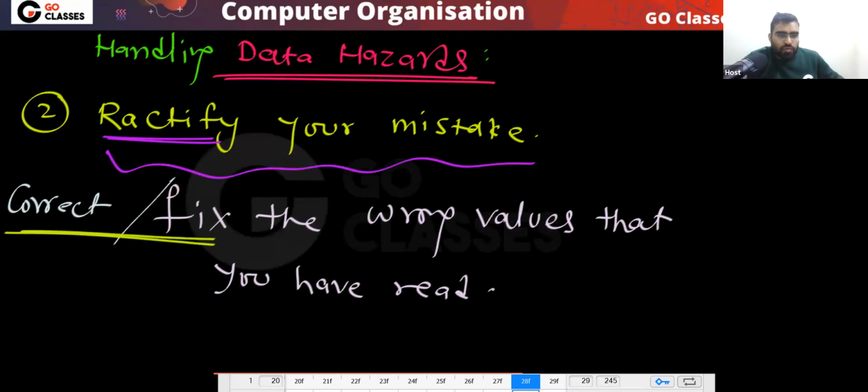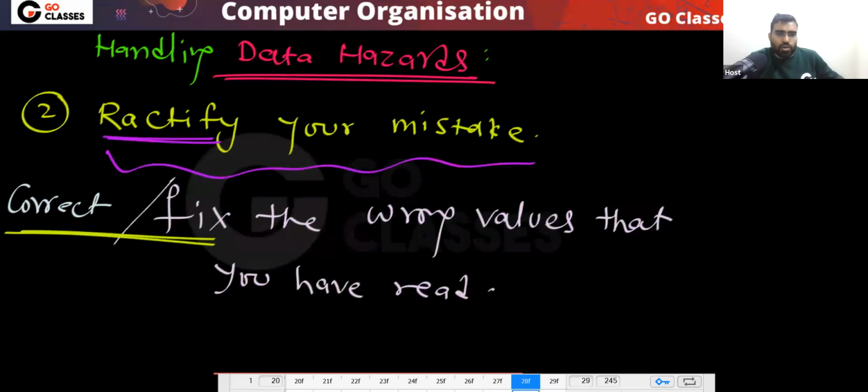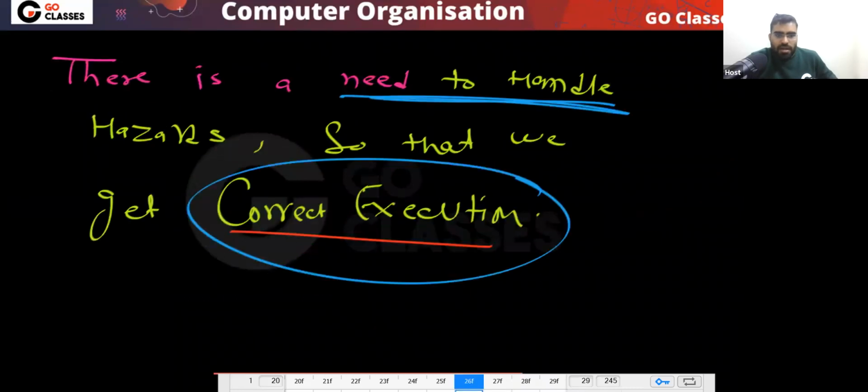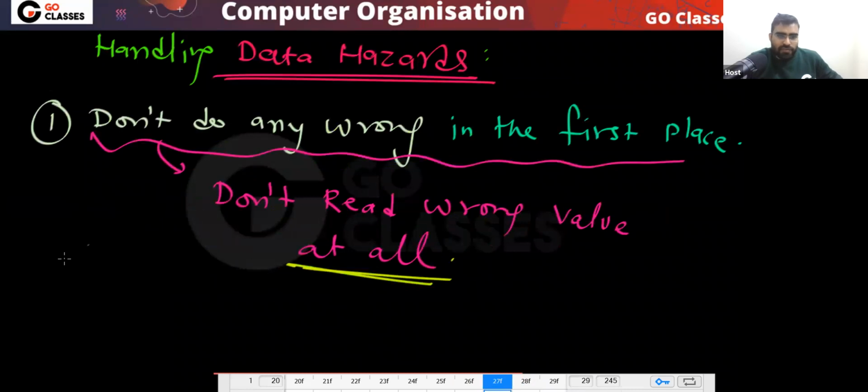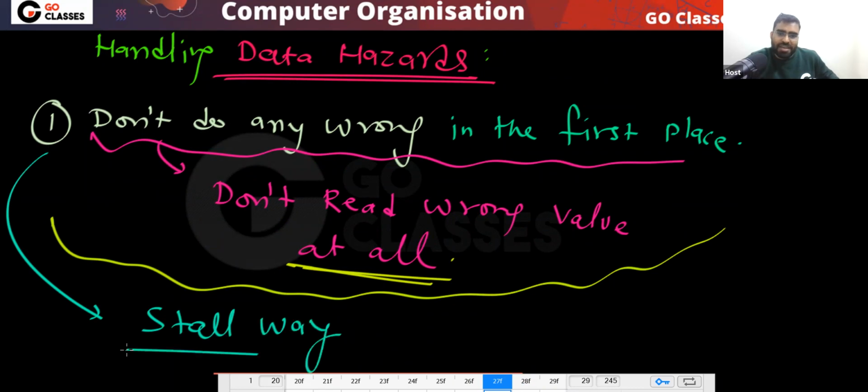So there are 2 ways. Either you don't make a mistake, or if you have made a mistake, you fix it. Now let me tell you the first way. In this first way, we stall. This is the stall way. Stall means delay. Stall means bubble. So this is the stall way.